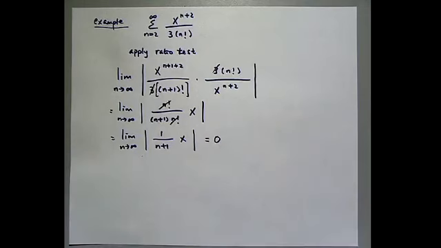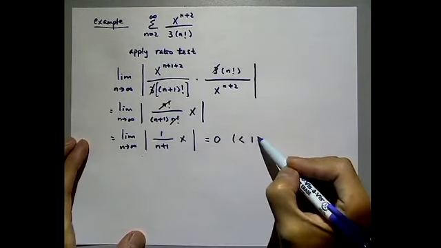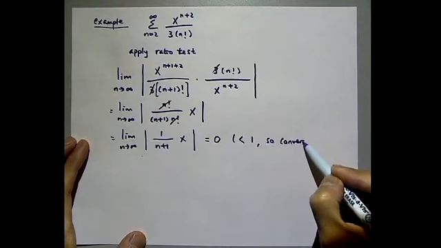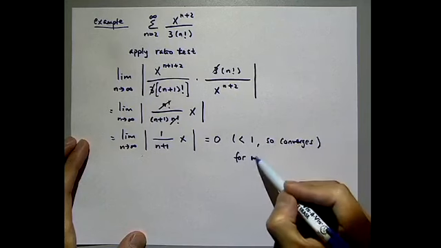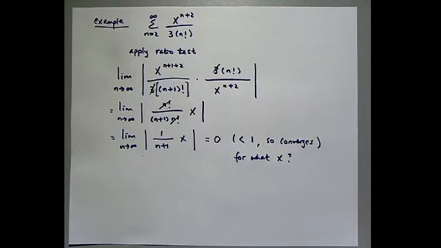So what does that mean? Does it converge? It converges by the ratio test, right? So it's less than 1, so converges. But the question is for what values of x? What do you think?